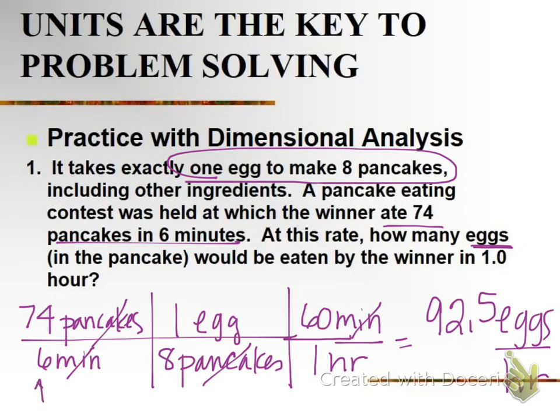You get rid of the units, but you have to keep the numbers. You absolutely have to keep the numbers. So that's why we just cross out the units. There's another way you can do this too. If you don't want to put it in all at once, you can do it step by step. The way I normally do it is I say 74 divided by 6 equals, and then divided by 8 equals, and then times 60 equals, and I would get the same answer.